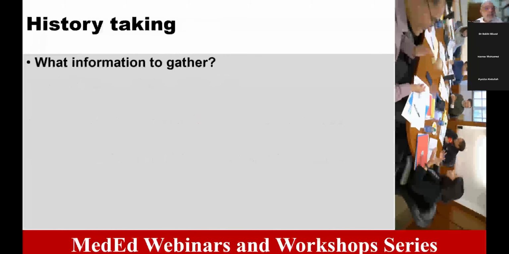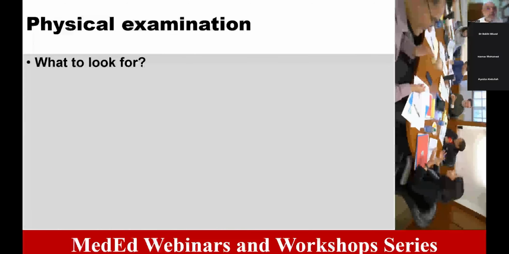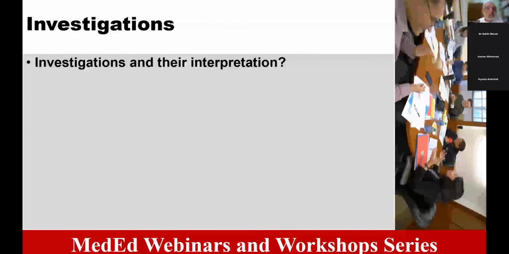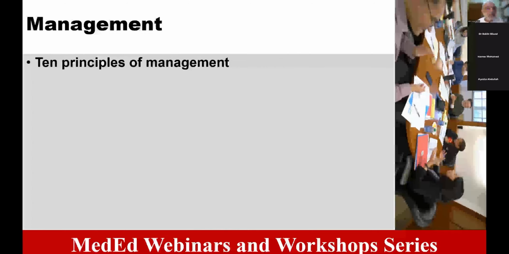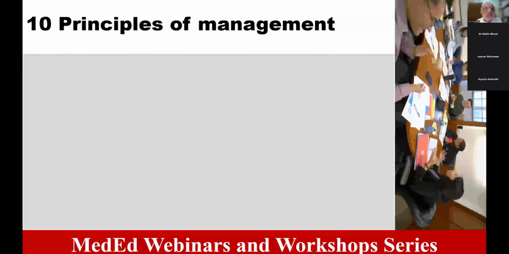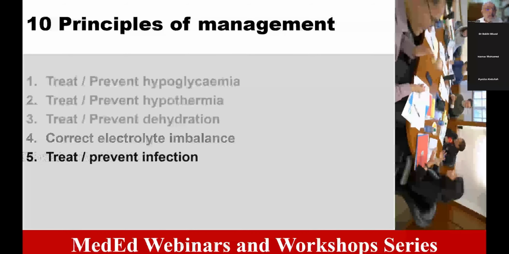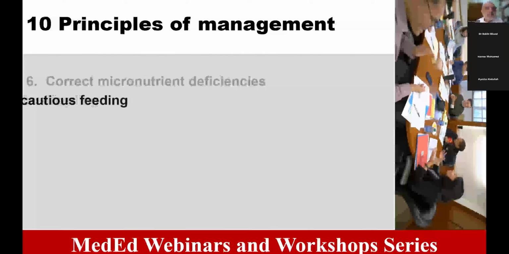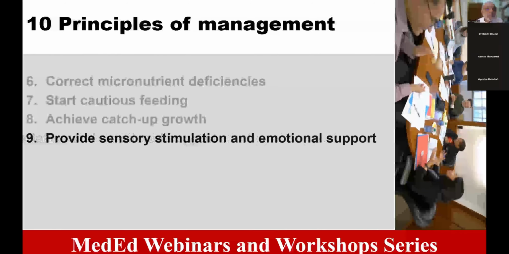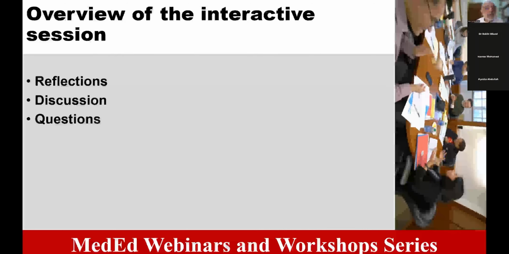And then we have what information to gather and what to look for, and investigations and their interpretation, and then 10 principles of management, which we would summarize at the end. And in this way, this is a case-based learning session completed on this topic of failure to thrive. Right, so these are practical examples.